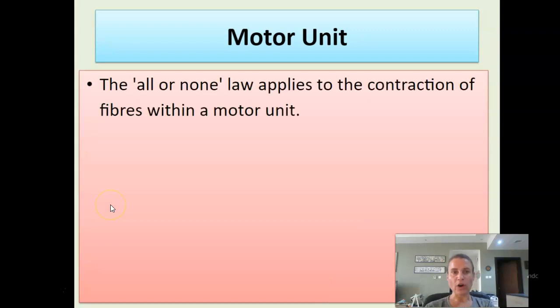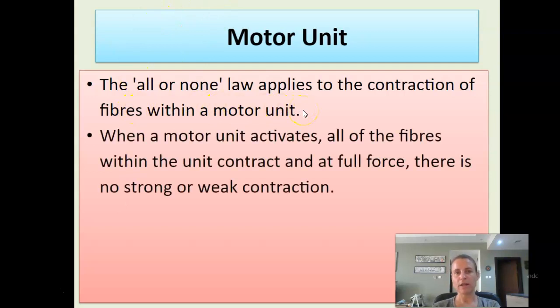There's an all or none law which applies to the contraction of the fibers within a motor unit. When a motor unit activates, all of the fibers within the unit contract at full force; there's no strong or weak contraction. You know from your own experience that you could contract your biceps muscle in a half-hearted way, or you could do it fully contracted and really show off those hench muscles that you all think you have. That isn't about there being a particular size of impulse along one neuron. It's just about how many neurons are stimulated.